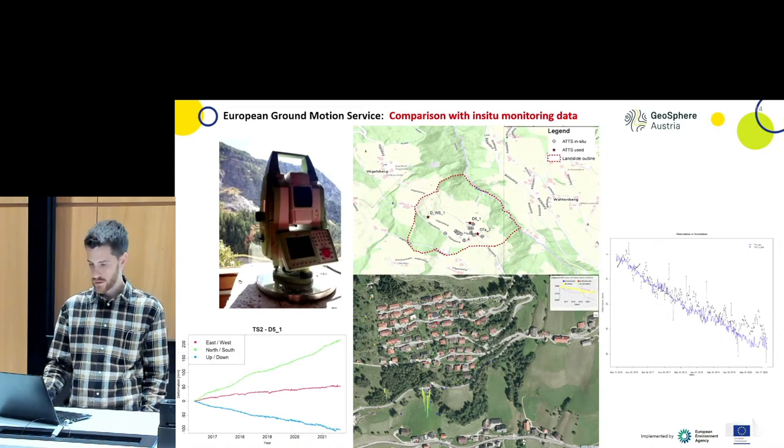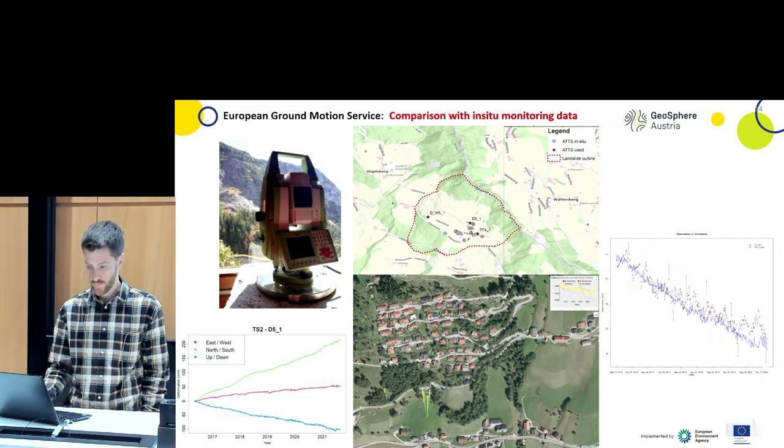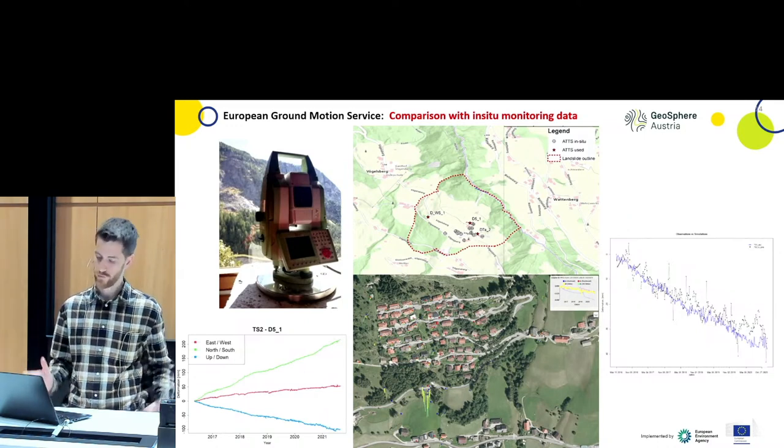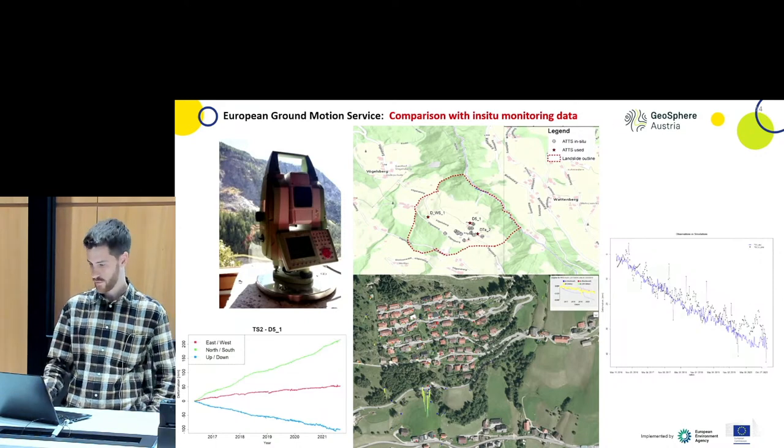Other validation, this is with automatic total stations in Tyrol. This is actually a town called Vogelsberg, being affected by a landslide, and we see that the observed displacement can be correlated with the EGMS points, which is something, well, you obviously have different precisions temporally and spatially, but it is nice to see this correlation.